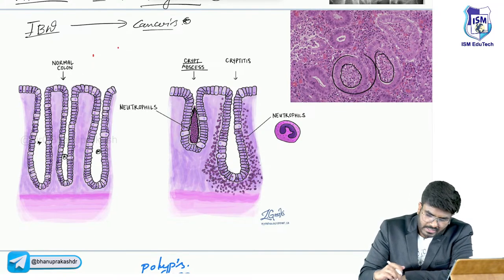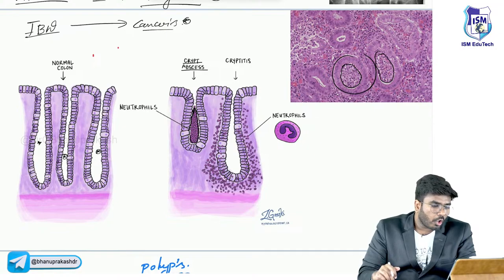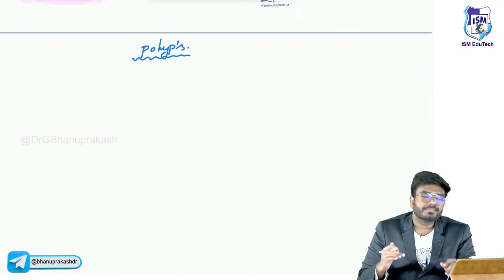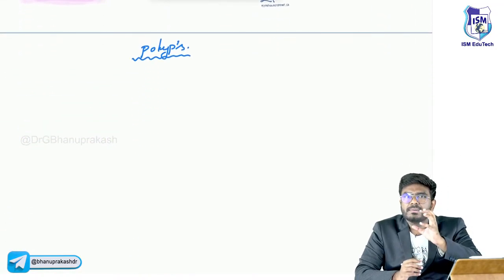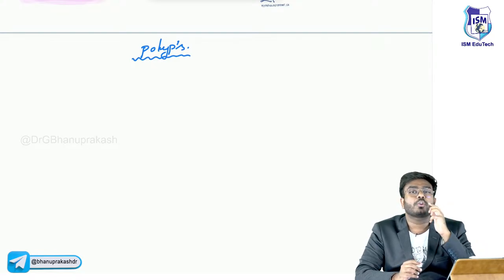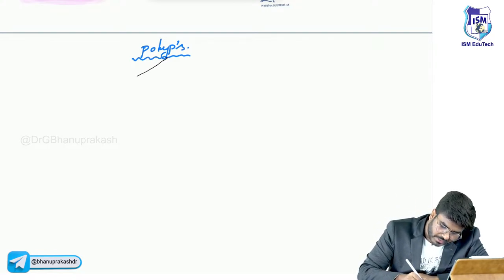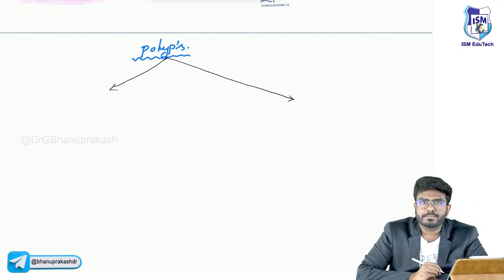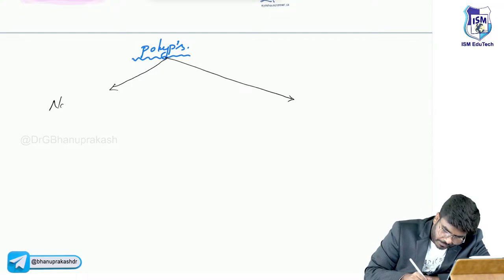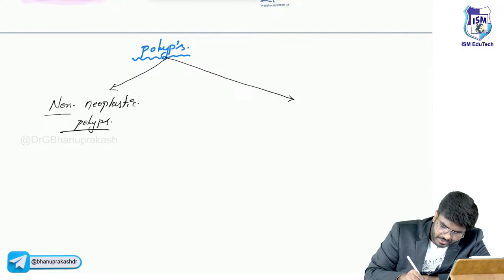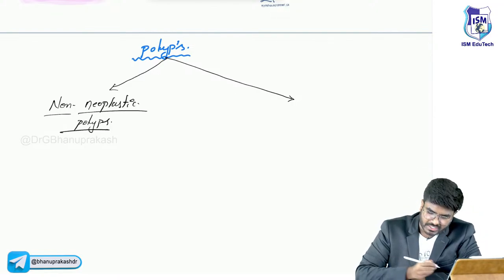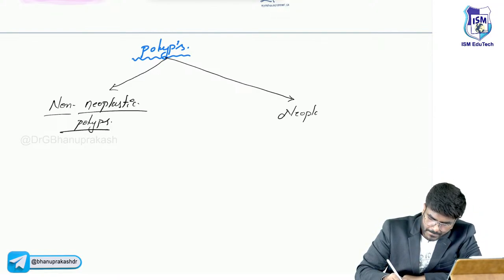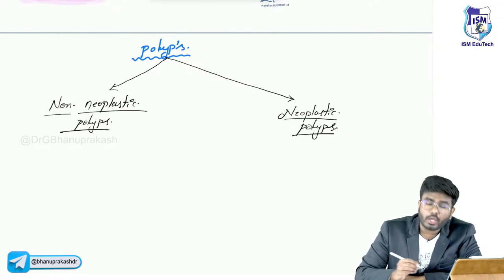Now let's continue with the topic of polyps. Colonic polyps, sir. You know, right, a polyp is a mushroom-like growth into the intestines. Now, how many types of polyps are there? There are non-neoplastic polyps and neoplastic polyps. For PG exams especially, this is a very important area.